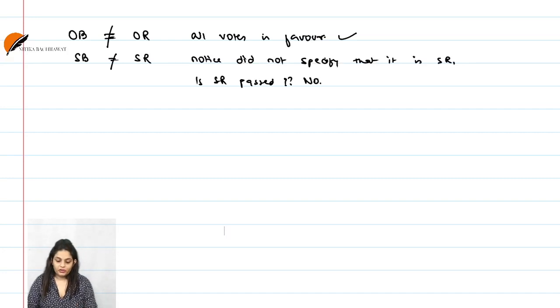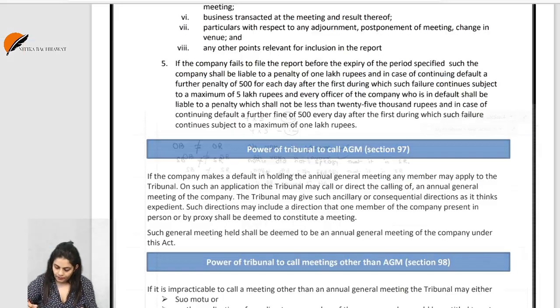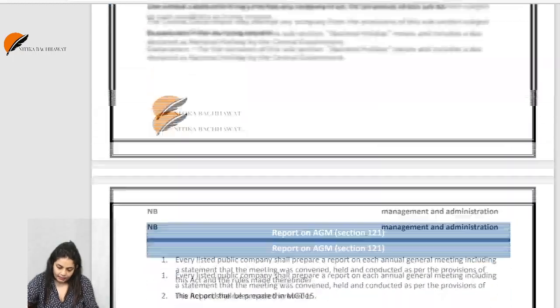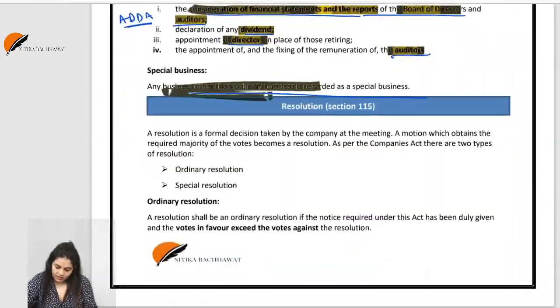So in the last video, we had done ordinary and special resolution, but we had not marked it from the book. So before I start today's topic, let's just go back to those topics, mark it from the book and come back here. So we had started with resolution.